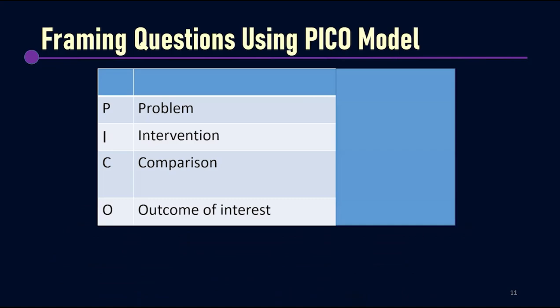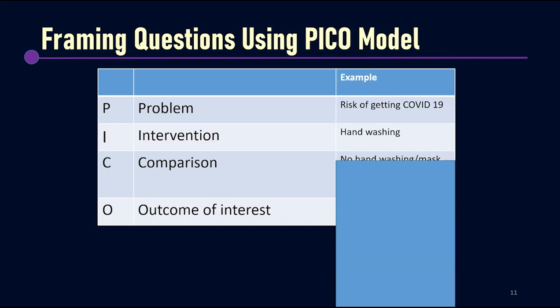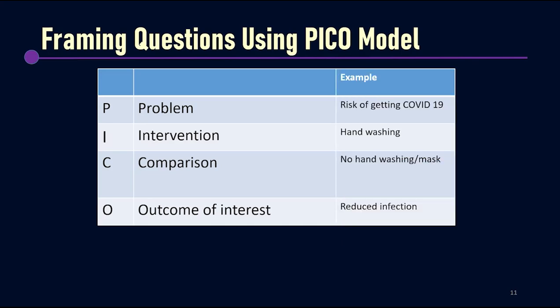Let's talk about framing a question using the PICO model. PICO stands for problem, intervention, comparison, and outcome of interest. If you have a general question, you always convert it into a PICO model and then search the literature based on PICO model and you will get the desired answer. Let's apply this PICO model to the use of hand washing, or effectiveness of hand washing in reducing COVID-19 infection. The problem is risk of getting COVID-19.